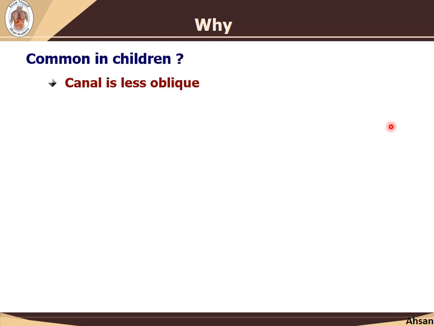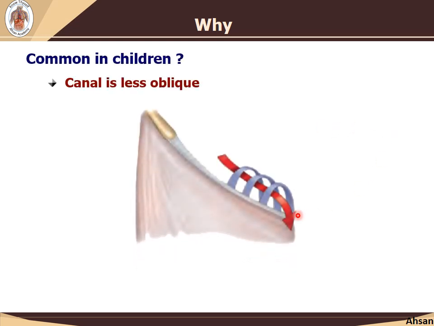Why is it more common in children? Already we have discussed that the internal ring, the deep one, and the superficial ring are very close, so this canal is shorter and the area is weak, so it is more common in children as it is less oblique.